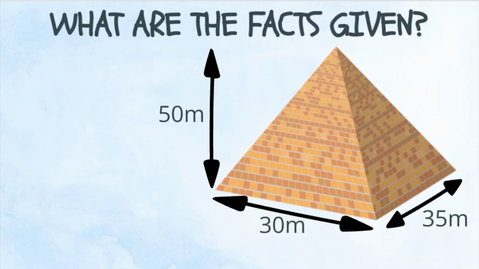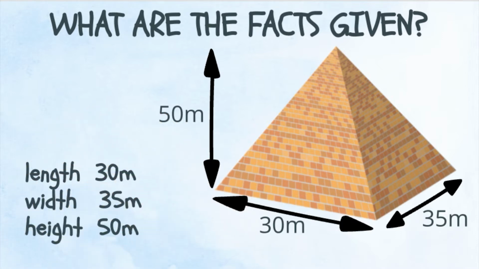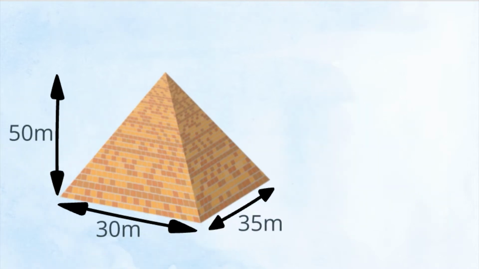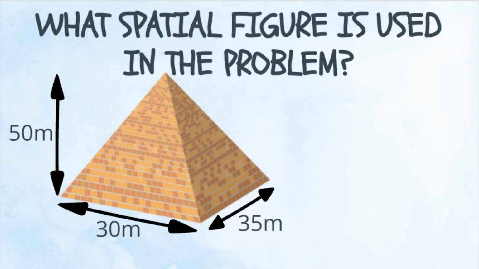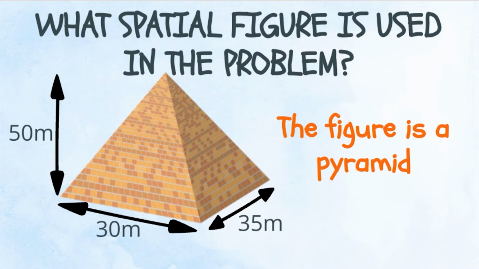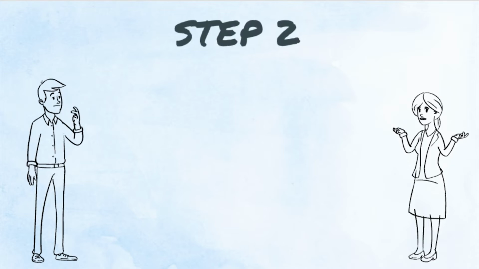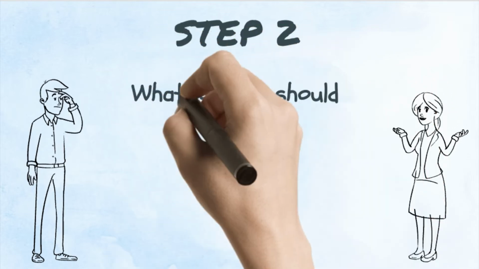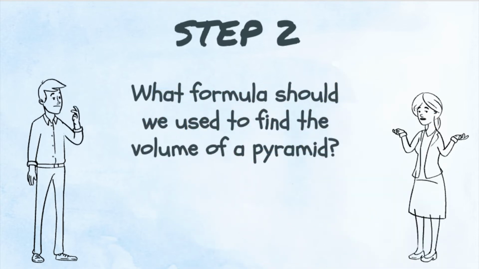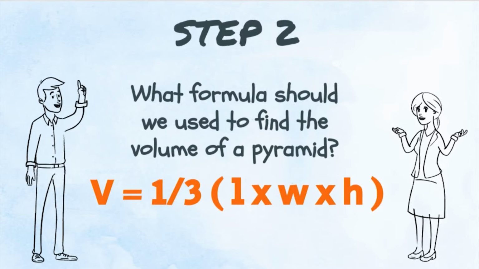Then, what are the facts given? The pyramid has a length of 30 meters, a width of 35 meters, and a height of 50 meters. What spatial figure is used in the problem? The figure is a pyramid. Now that we've studied the figure and the problem, let's now move on to step 2. What formula should we use to find the volume of a pyramid? In getting the volume of a pyramid, we need to use the formula 1/3 times length times width times height.